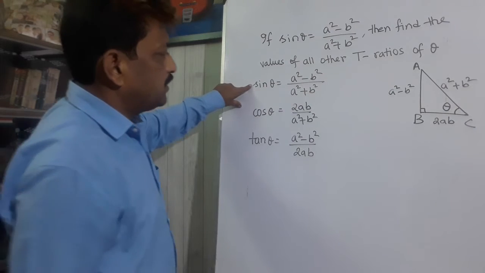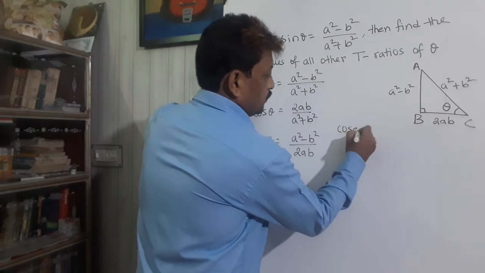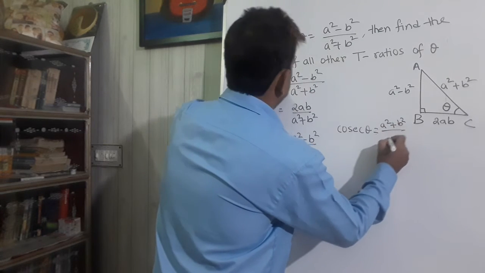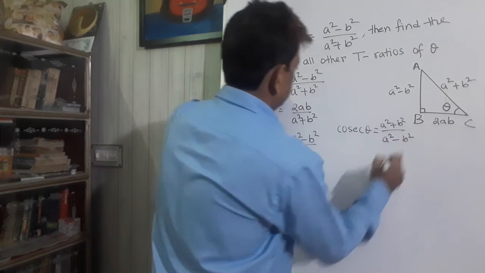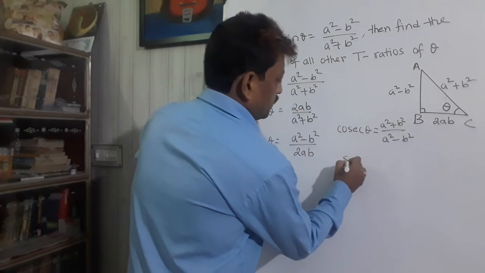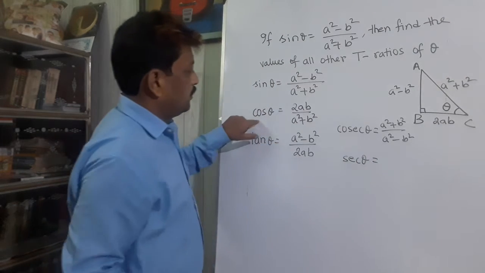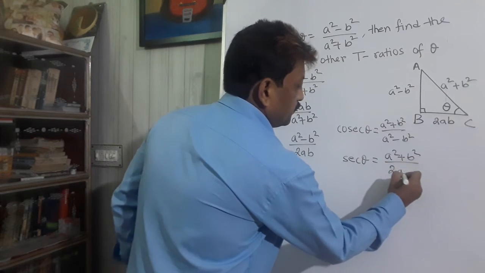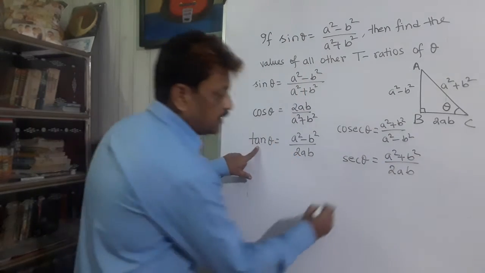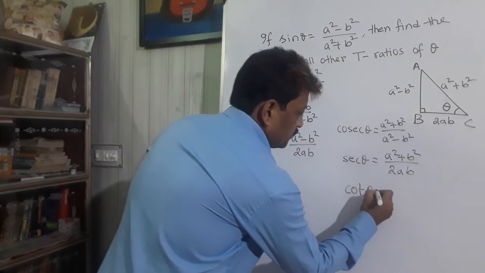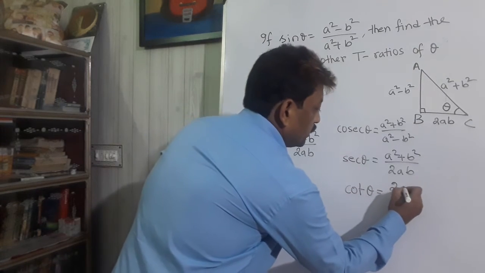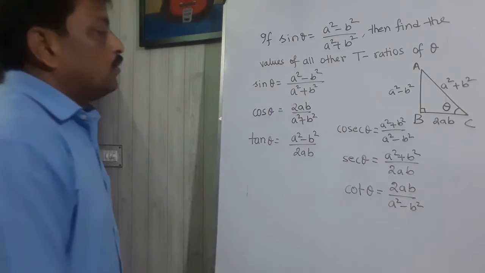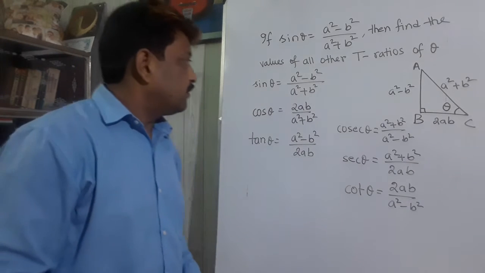Now the reciprocal of sin theta is cosec theta. Cosec theta will be (a square plus b square) divided by (a square minus b square). Sec theta is the reciprocal of cos theta, so it will be (a square plus b square) upon 2ab. And cot theta is the reciprocal of tan theta, so cot theta will be 2ab upon (a square minus b square).